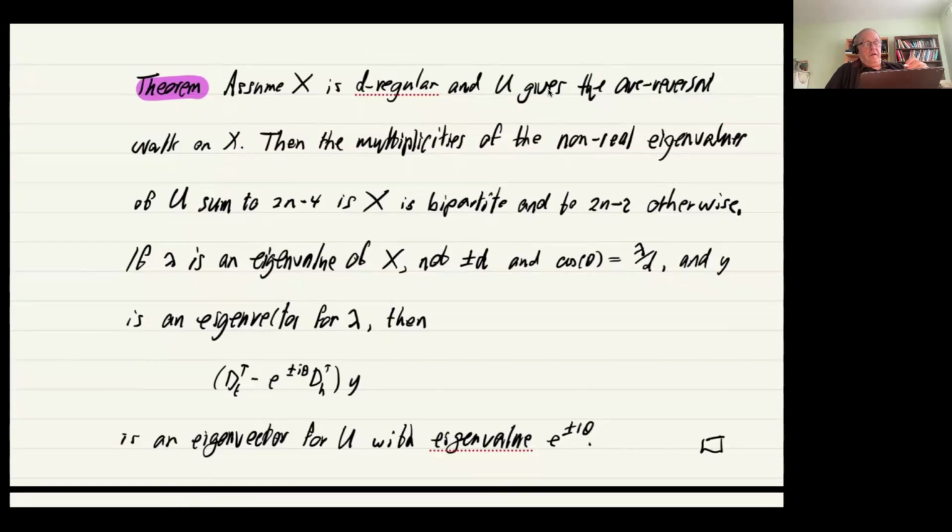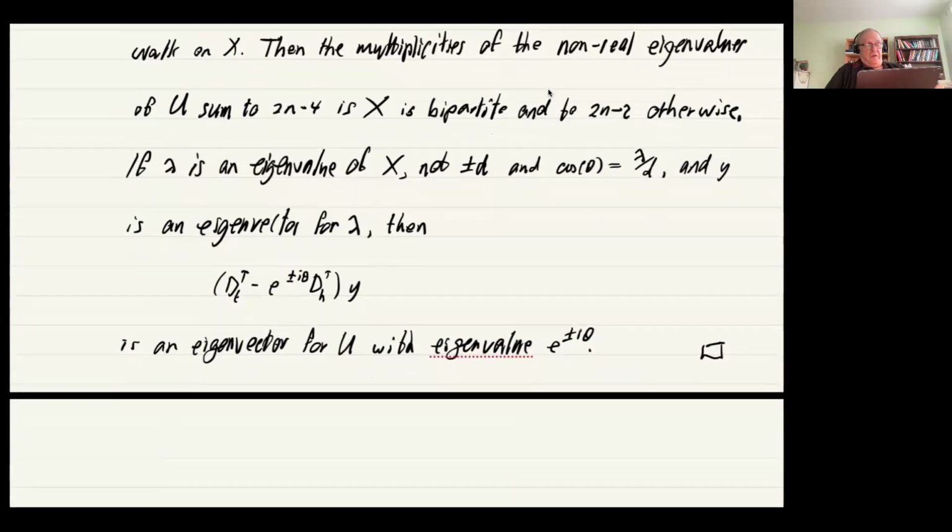Now, if lambda is an eigenvalue of X not plus or minus d, and we choose theta so that cosine theta is equal to lambda over d. Now, the eigenvalues of A divided by d lie in the interval 1 to minus 1, so this definition makes sense. And if we have an eigenvector y for lambda, then this is an eigenvector for U with eigenvalue e to the plus or minus i theta. So this is giving you an explicit formula for the eigenvectors in terms of the eigenvalues.